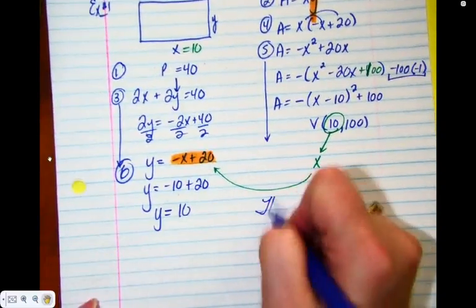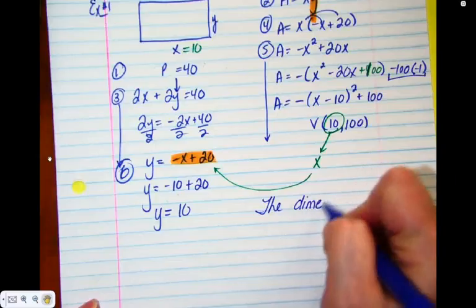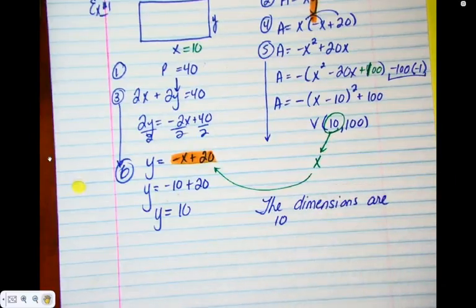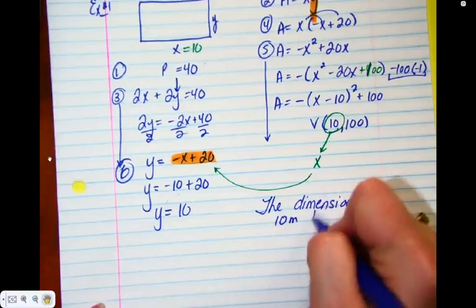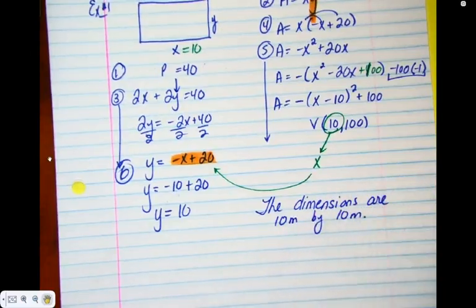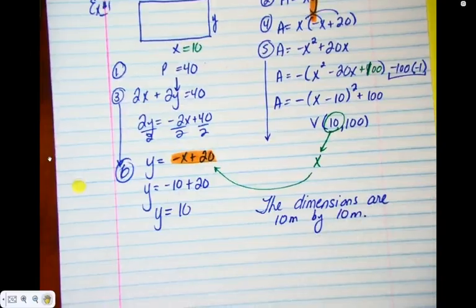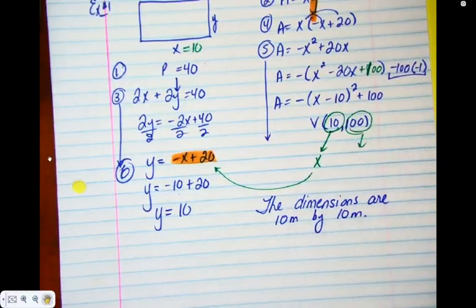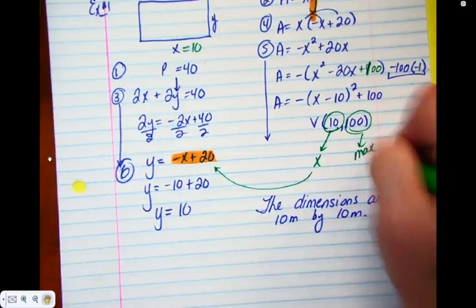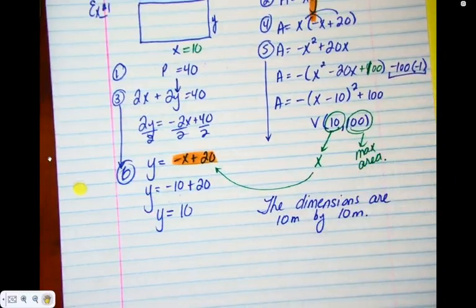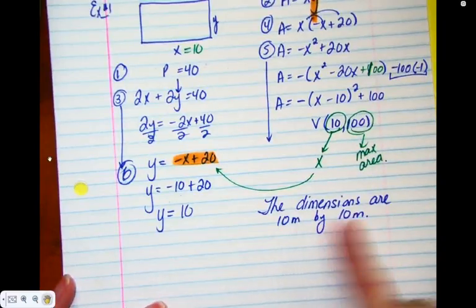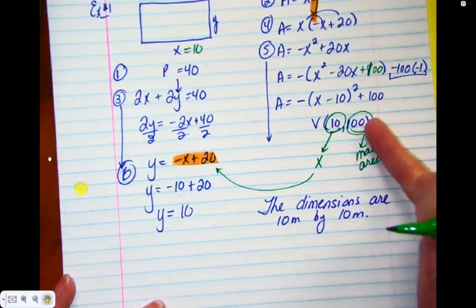So the dimensions are? Do we have any units? So what does this 100 have to do with anything? Well, the question didn't ask us, but that's the max area. That's the largest possible area we can get with 40 meters of fencing, which should make sense because if we take our dimensions, length times width, 10 times 10 is 100. That's where it's coming from.